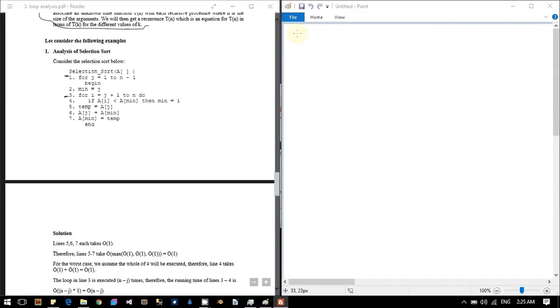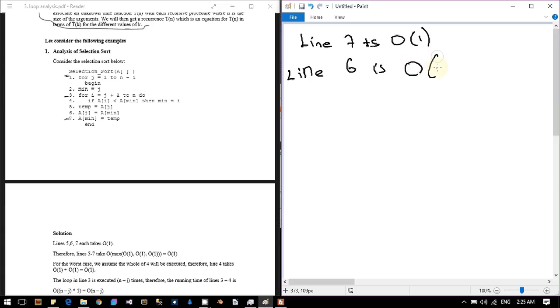You say line 7 is simply an assignment statement, so line 7 is order 1. Line 6 is also an assignment statement, so line 6 is order 1. Line 5 is an assignment statement, so line 5 is order 1. We can combine them, therefore line 5, 6, 7.